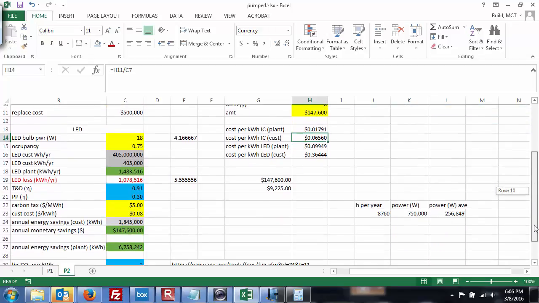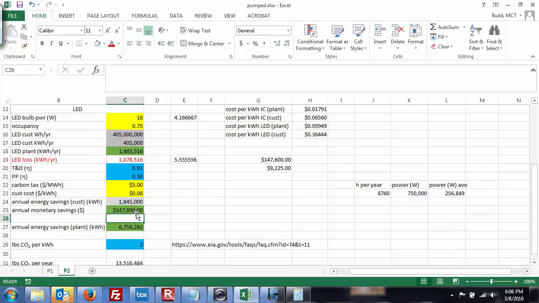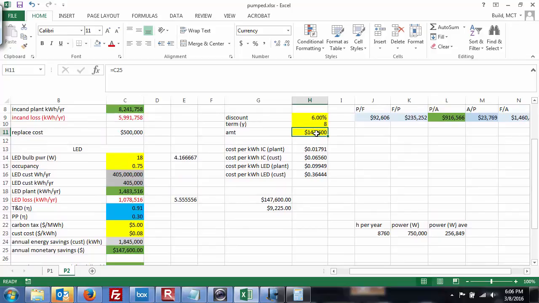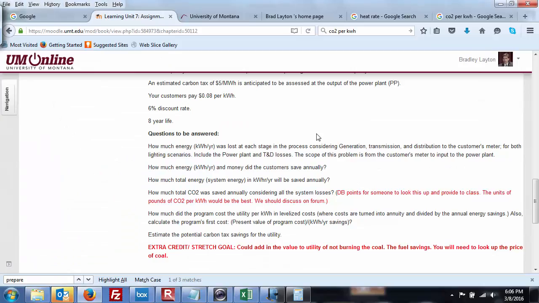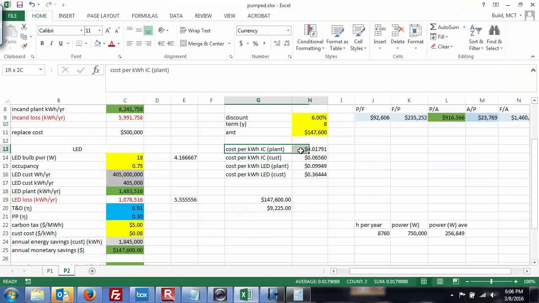Maybe the right way to do it is, so the plant, the customers saved this much money. So the plant basically lost that much money. Let's go back to the problem question. Yeah, I think this is just the answer. It's just what the plant saw. I think the rest is just kind of nonsense.